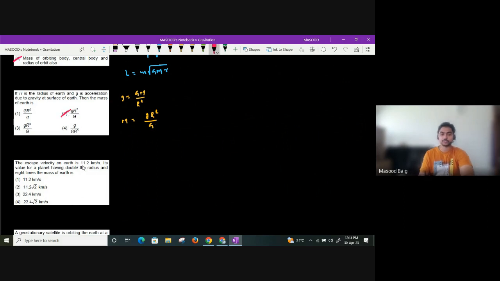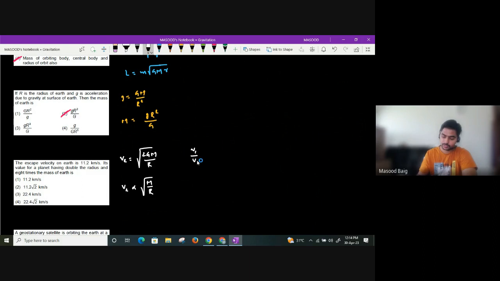The escape velocity on the Earth is 11.2 km per second. Its value for a planet having double the radius and 8 times the mass. So we know what escape speed is given as, from the surface, it is given as root over 2GM by r. So escape speed is directly proportional to root over M by r, guys. So what has happened to mass? It became 8 times. What has happened to radius? It got doubled. So overall, will it become doubled or not, guys?